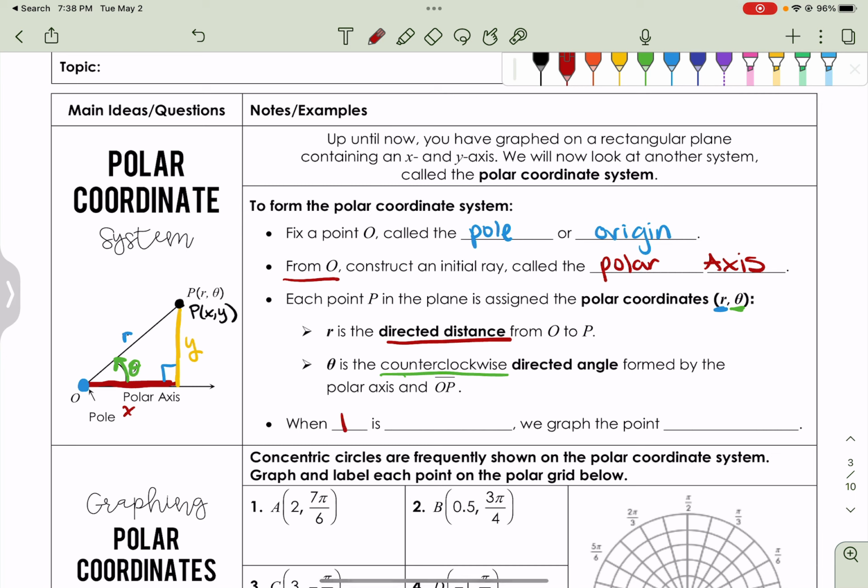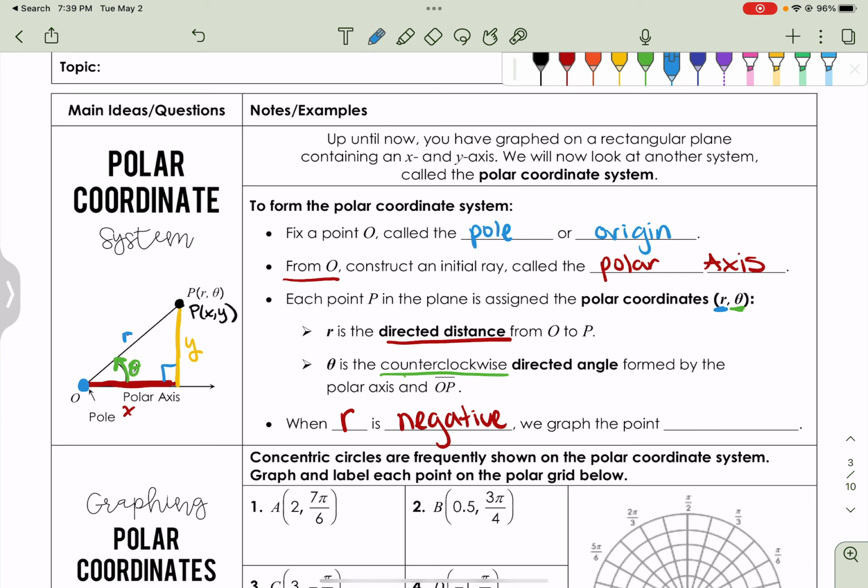When r is negative, we will handle it a little bit differently. So remember, negative indicates direction in this system. So if you have a negative angle, it tells you open down from the polar axis rather than up. If you have a negative radius, instead of going in the direction of that angle, we're going to go in the exact opposite direction of that angle.